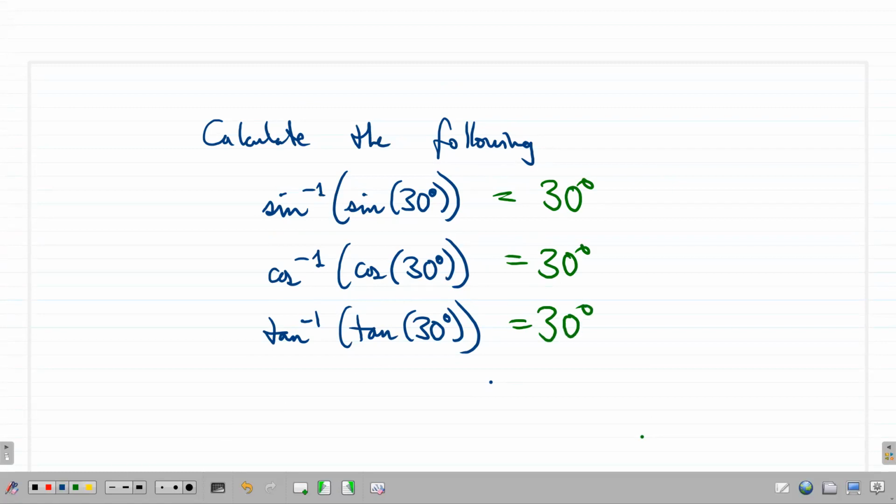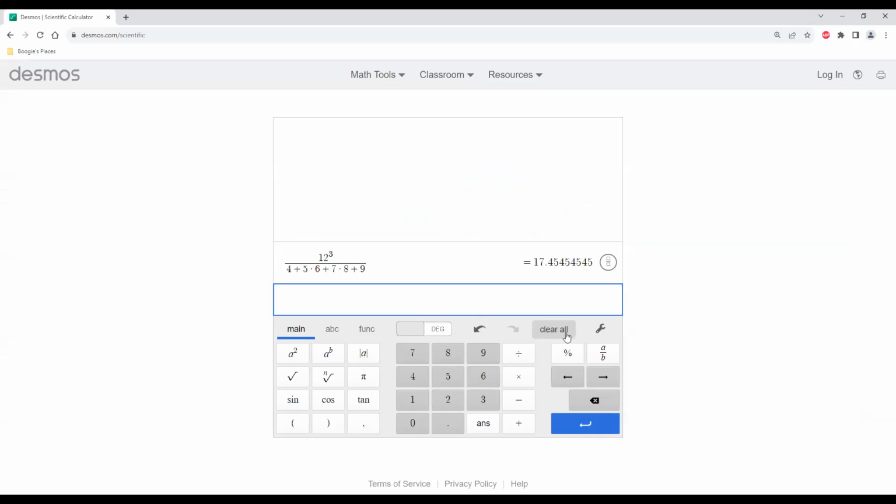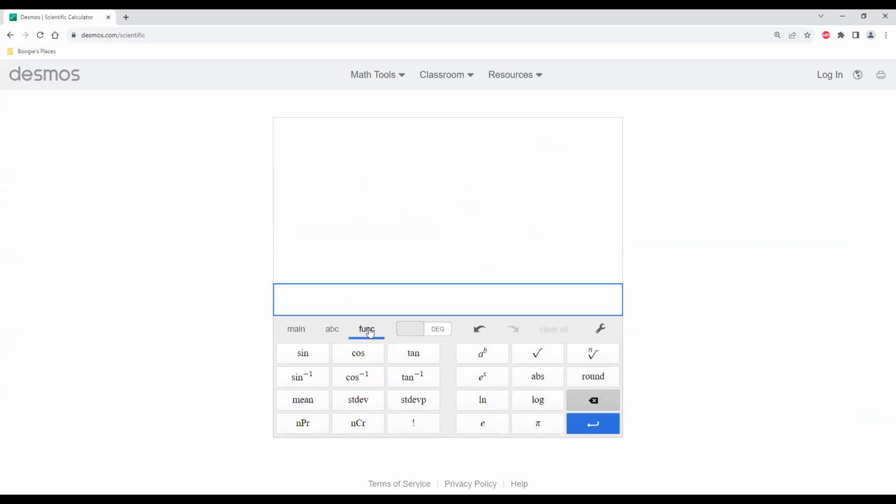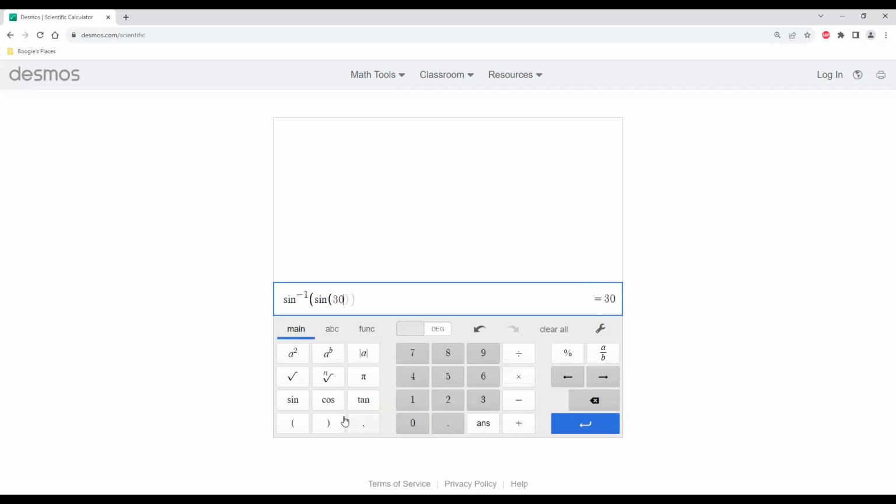Let's see how we do when we plug it all in. Check that I'm using degrees, because that's where I slipped up before. I'm using degrees correctly. It's been set into my calculator now. So now I go to the inverse function so I can get more functions. I want to take inverse sine of 30 degrees and see what I get. I get 30 degrees back.